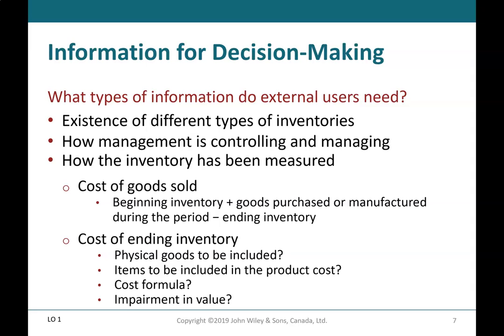Information for decision making. What types of information do external users need? Existence of different types of inventories. How management is controlling and managing. How the inventory has been measured. Cost of goods sold: beginning inventory plus goods purchased or manufactured during the year minus ending inventory. Cost of ending inventory: physical goods to be included, items to be included in the product cost, cost formula, impairment in value.